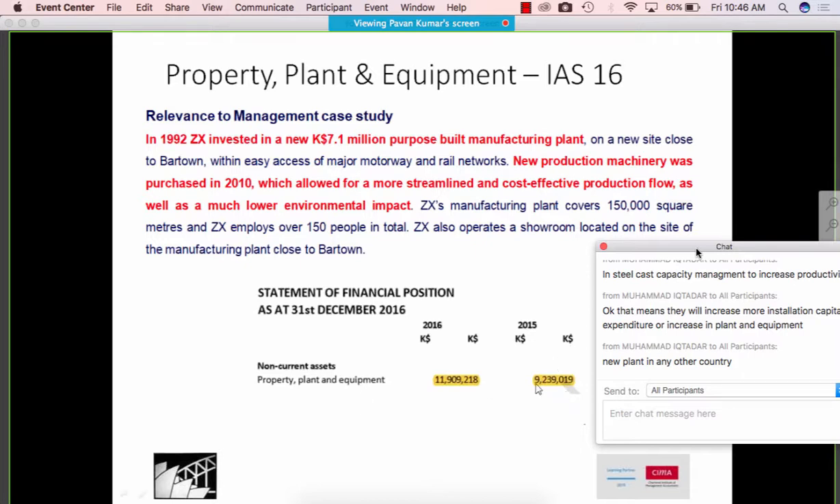Like I mentioned previously, there is an increase of $2.7 million in the property, plant and equipment, but there is no mention in the case study that additional plant or property has been purchased, and this could be a case of revaluation.